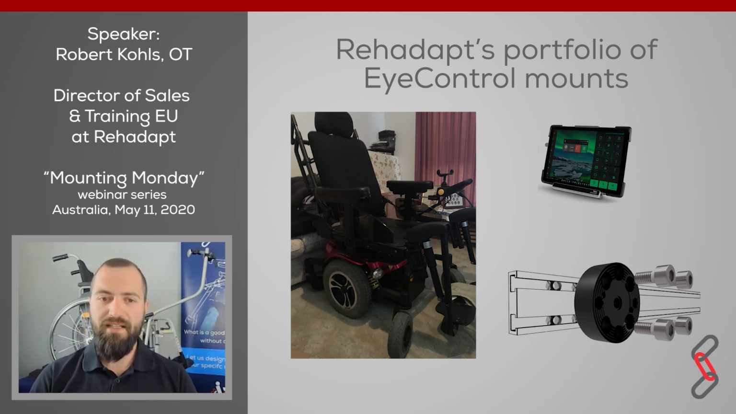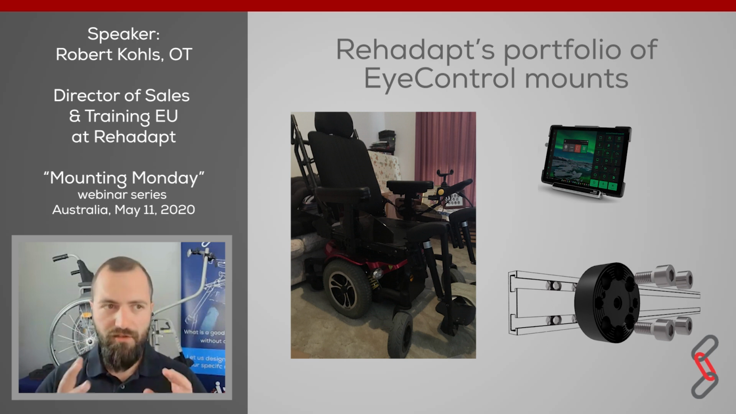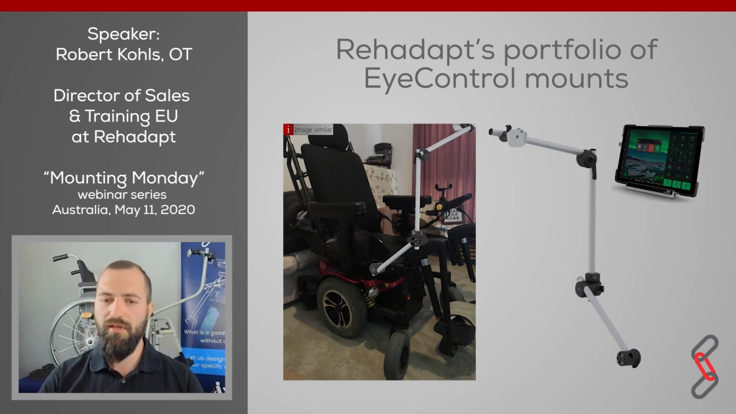So for a customer here in a power chair, possibly someone that is very active, that could go outside, we need to make sure that the device is positioned very stable. So for that kind of customer we would use a Monty 3D EyeControl that would look like this.